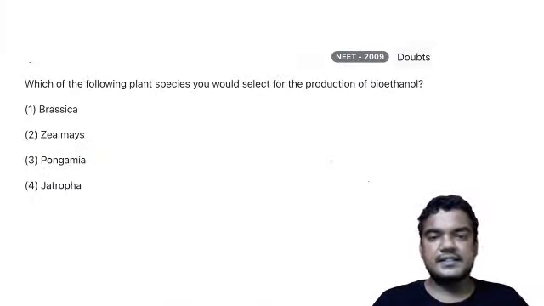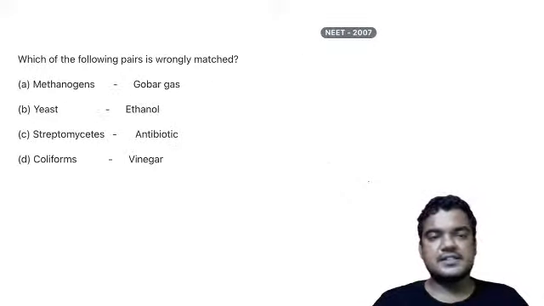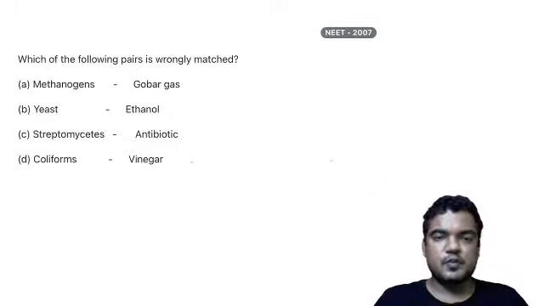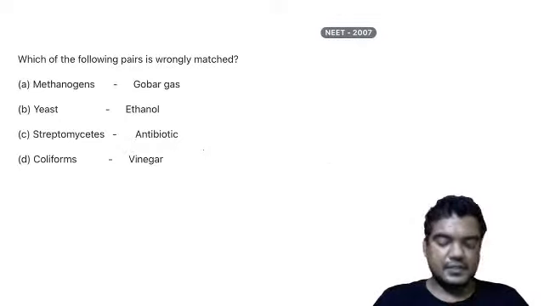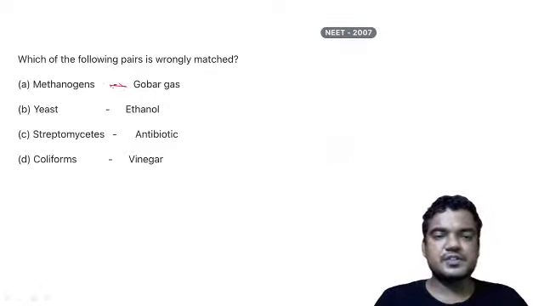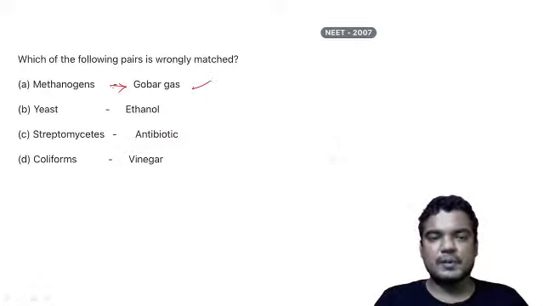Now let us see the next question; the previous one is not present in our syllabus. Next, which one of the following pairs is wrongly matched? Here they have given four pairs, and out of these four, three pairs are correct, and we have to identify the wrong pair. The first one is methanogens. Methanogens produce gobar gas. Yes, they produce gobar gas, and methanogens are anaerobic bacteria.